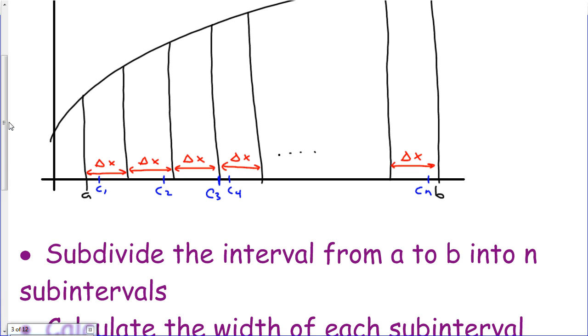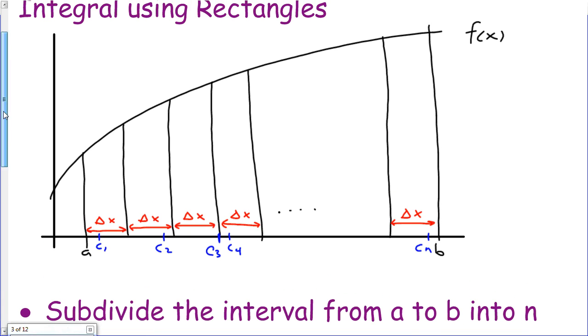So I'm going to take c sub 1, and I'm going to draw a dotted line here to go up to my curve. So right there is the value f at c sub 1, and that right there is going to be used to determine the height of this first rectangle. Let me go ahead and finish marking these points, and then we'll sketch in our rectangles here in just a second. Here's f at c sub 2. Here's f at c sub 3. Here is f at c sub 4. And so forth all the way to f at c sub n is going to be right here.